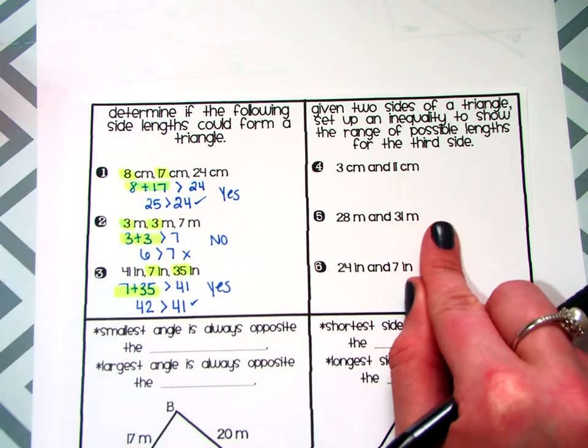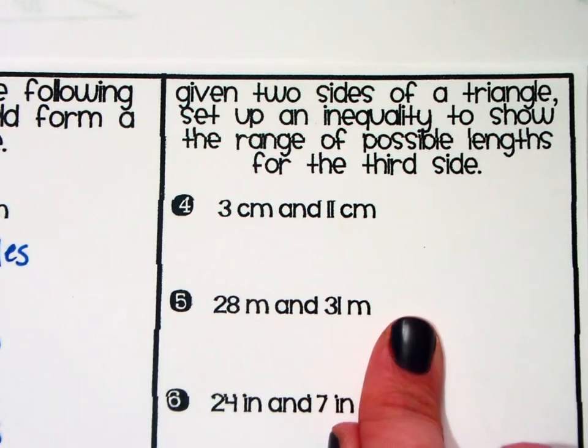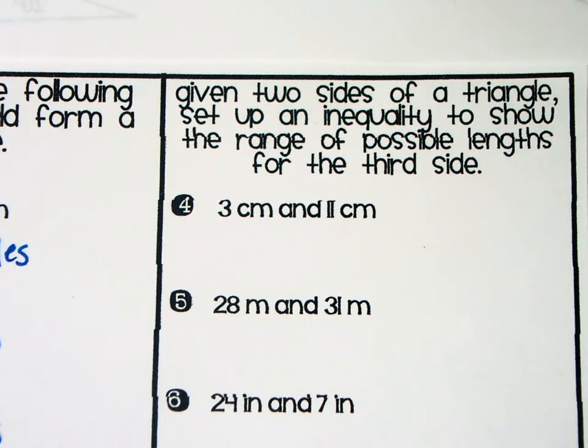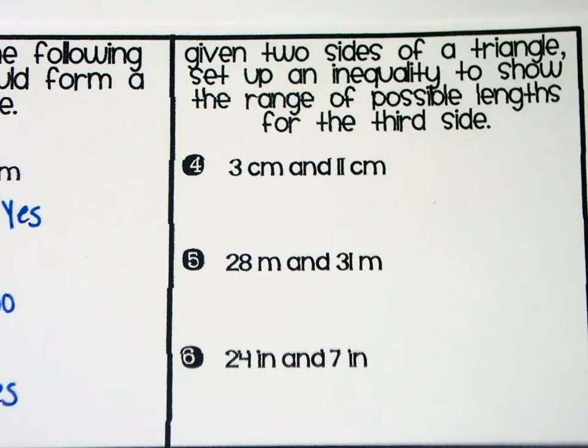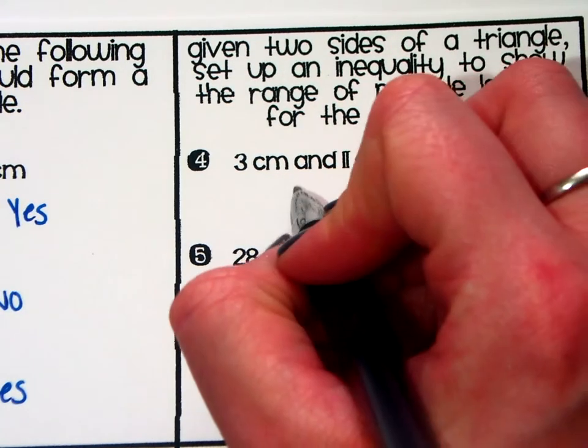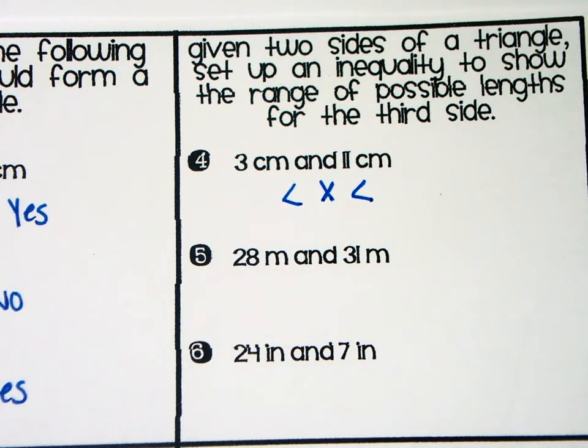Okay, so let's go back to the worksheet, now that we kind of understand why certain lengths make triangles and some don't. So let's try this one. Given two sides of a triangle, write the inequality that would show the range for the third side. What you're trying to do is figure out what side length would work, given 3 and 11, that would create a triangle. It's very easy. It's a compound inequality where the third hypothetical side is in the middle.